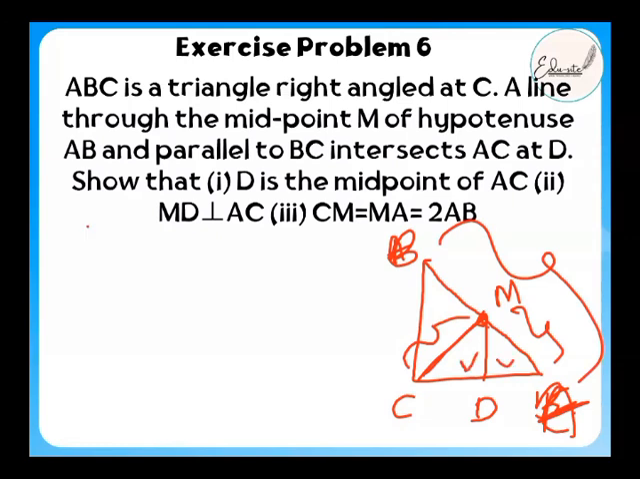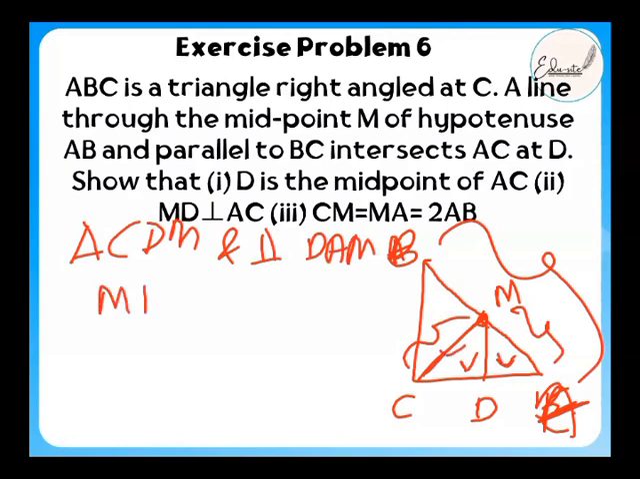Let's consider triangle CDM and triangle DAM. We will consider these two triangles. In these two triangles, which is the common side, beta? MD is equal to MD. Is it common? Yes. The first thing is done.